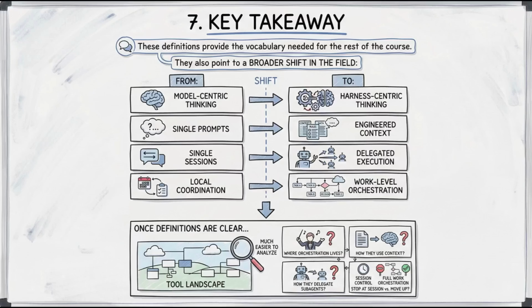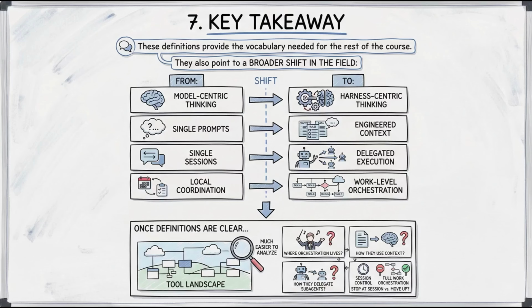The definitions we have just covered are more than just abstract concepts. They provide the essential vocabulary we will be using for the rest of this course. But importantly, they also point to a much broader fundamental shift happening in the field right now. We are seeing a move away from purely model-centric thinking, where all the focus is on the AI itself, toward harness-centric thinking, where the systems surrounding and supporting the AI are just as crucial.